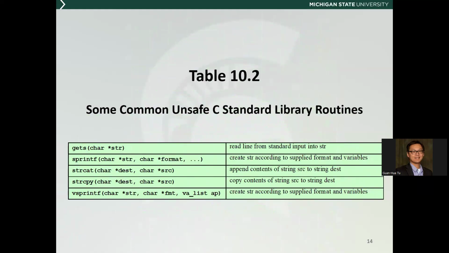There are lots of unsafe C library functions, for example gets, sprintf, strcat, strcpy. They do not specify or check the capacity of the input parameter, so they may overwrite other memory. So they are considered unsafe C library functions.